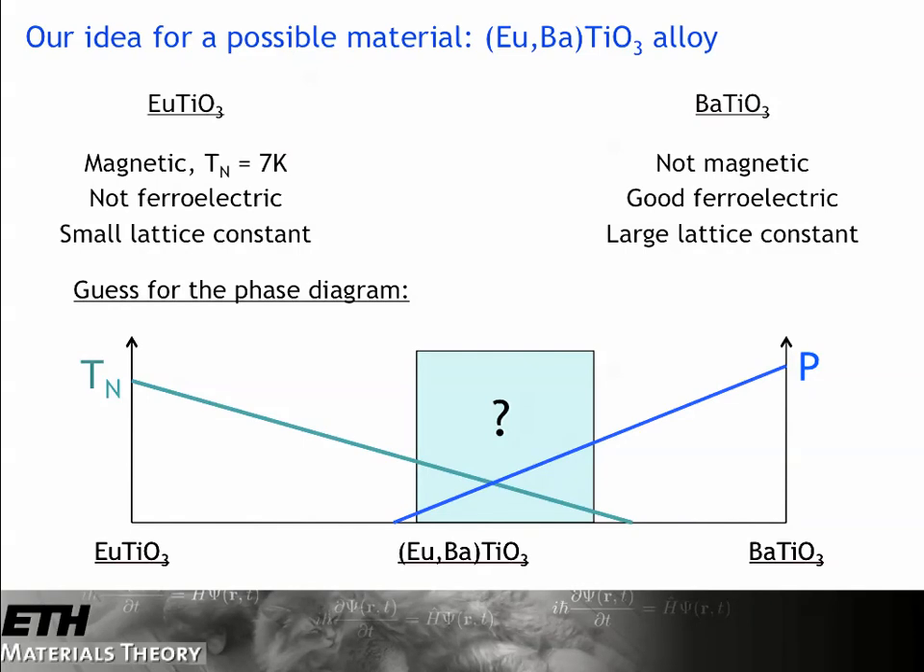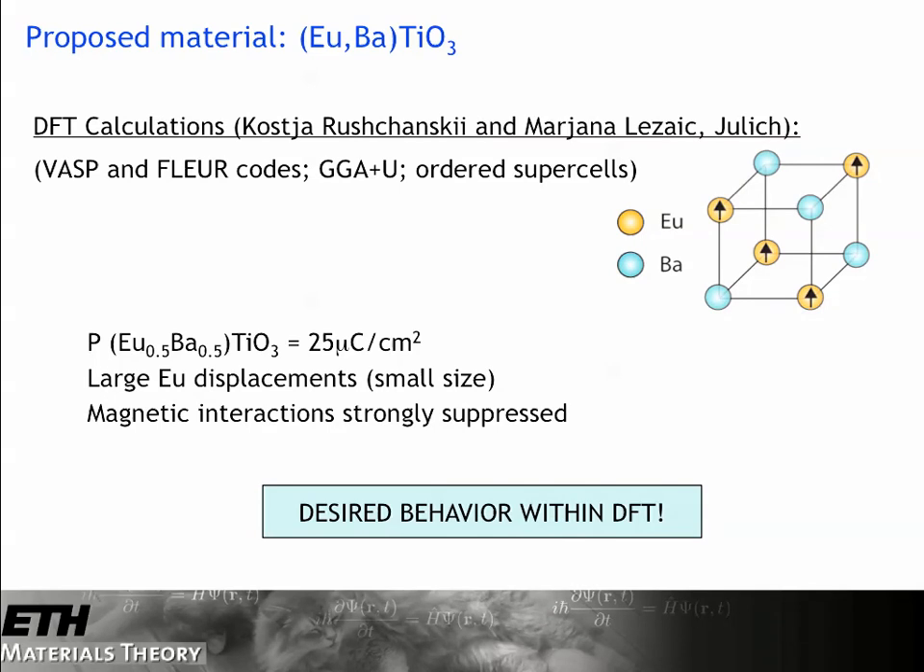So then we went away and made calculations using density functional theory. I could not persuade any of my students or postdocs to make these calculations. I would walk around the office jumping up and down excitedly, and they'd all kind of avoid eye contact. But fortunately, Mariana Lejajic, who was visiting me at the time, persuaded her postdoc, Kostya Ruchansky, to make the calculations. And the calculations were actually not very demanding. They used very standard methods, standard techniques.